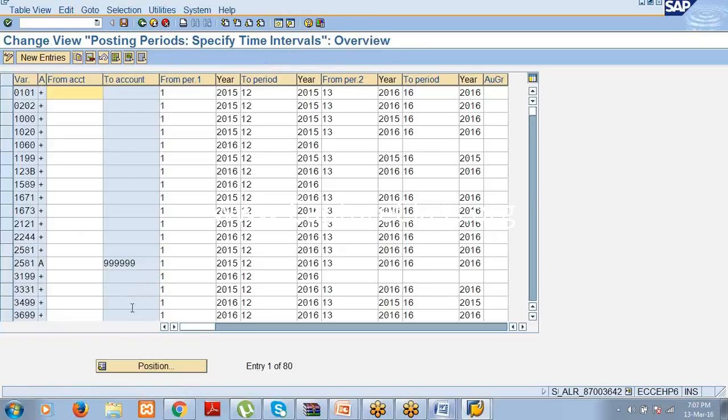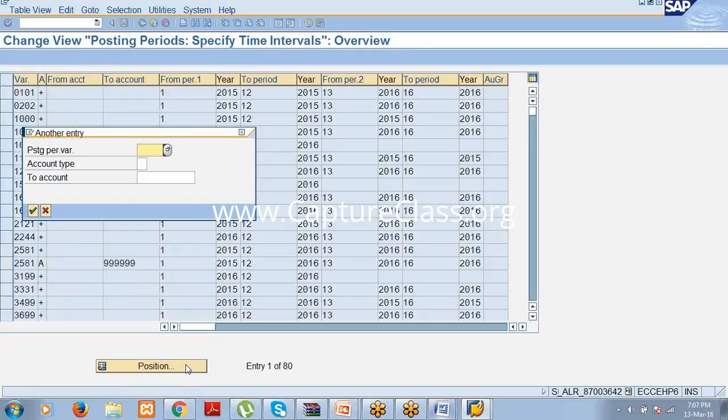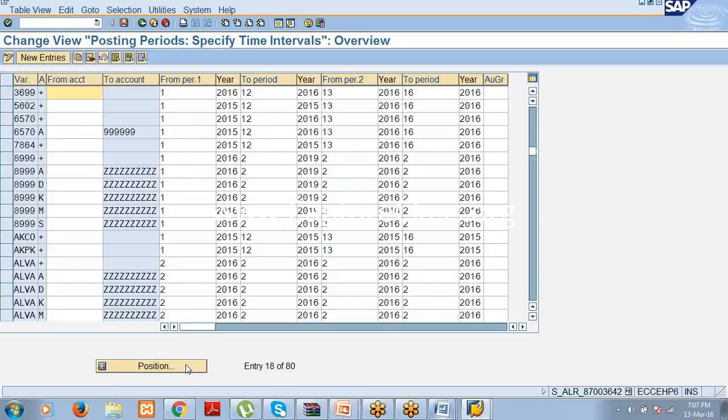See, look at the screen. You came to the same screen, right? Click on position. Continue, please. Posting period variant is equal to 3699. Click on enter, and change the periods as necessary. Click on save. So from SAP Easy Access, the user can access the same screen.